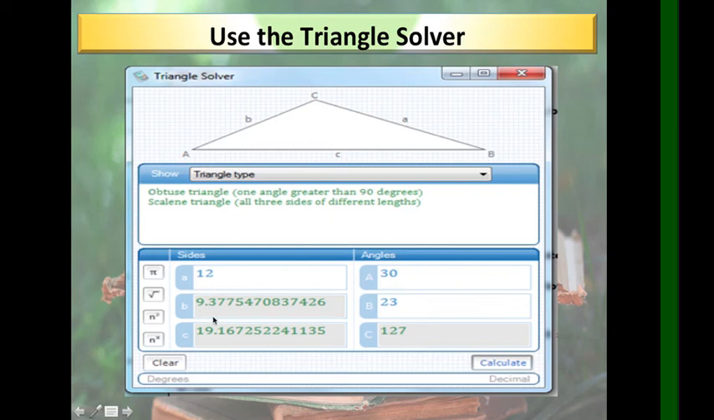And it will answer all the missing parts like B, C, and capital C, which is the point. So, sasagutin niya yan. Just put all the data here na given, calculate, and then the green one will be the answers.